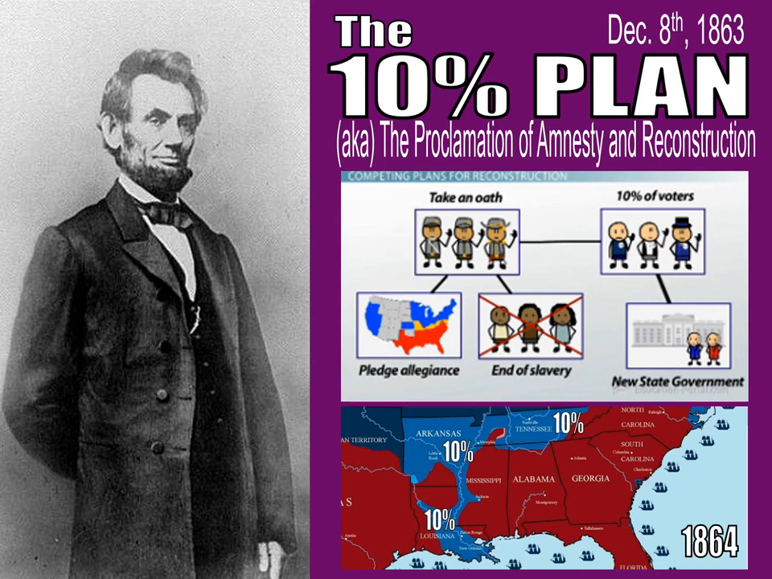Forgiveness for all. In fact, by the time that Lincoln had passed away, already 3 states, Tennessee, Arkansas, and Louisiana, had met that 10% threshold and had been readmitted into the Union under Lincoln's very lenient plan.